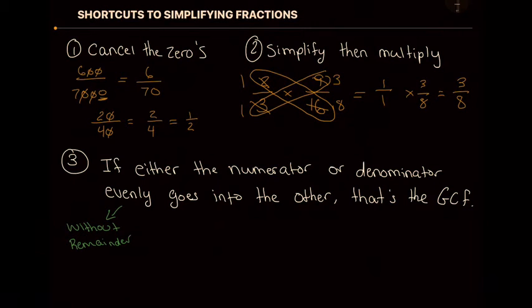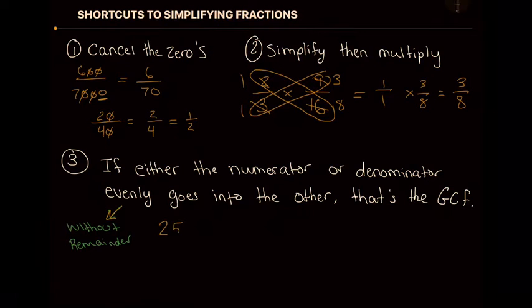And the last shortcut is that if either the numerator or the denominator evenly goes into the other, then that number is the greatest common factor. And here I have noted that evenly means without any remainder.